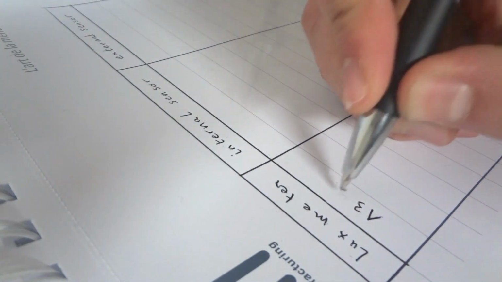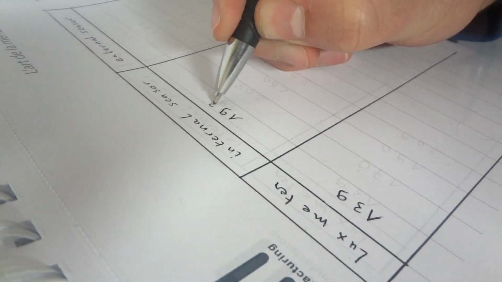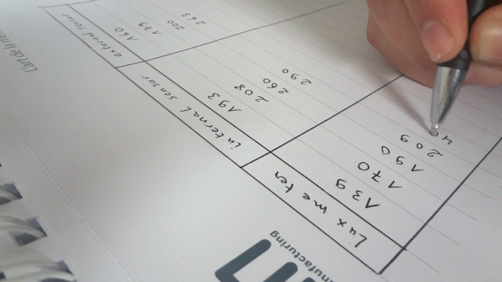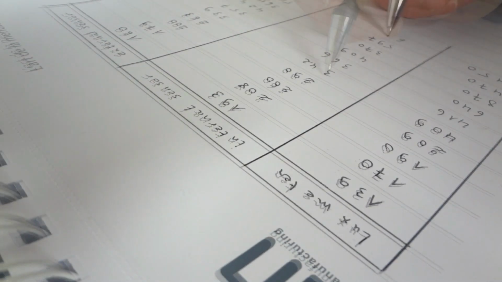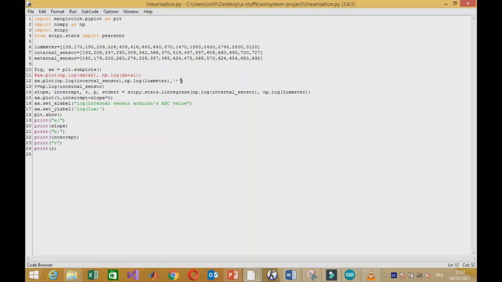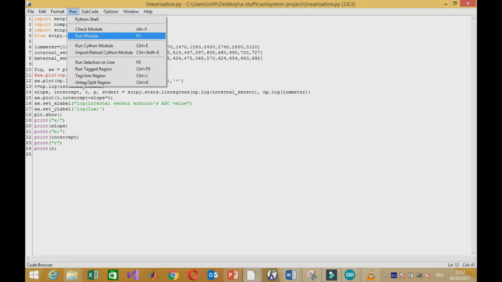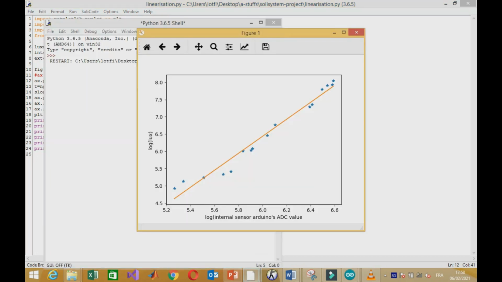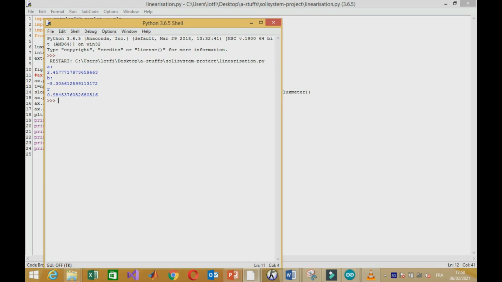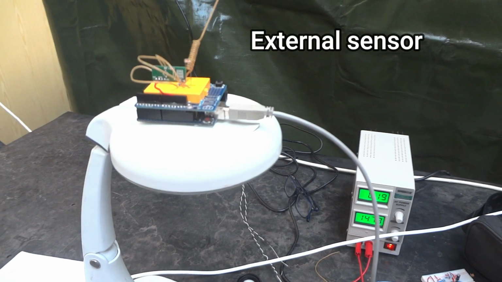I took, for different levels of illuminance, the values given by the luxmeter and both sensors, and then I inserted those data into a Python code to see the plots. The correlation is perfectly linear. Now, with a simple linear regression, I get the illuminance value from the sensors.